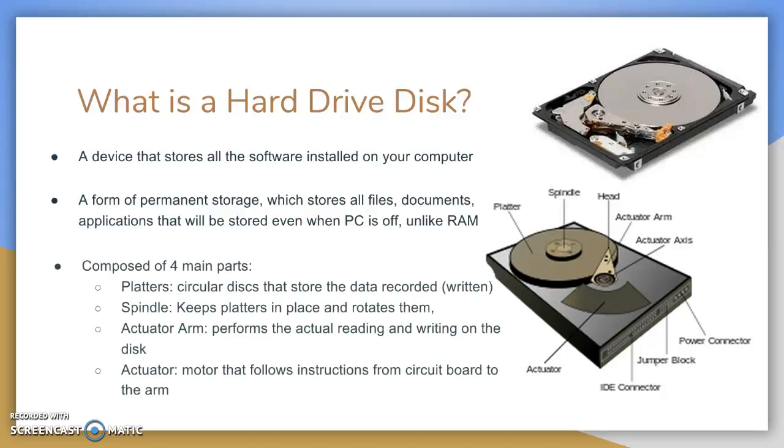The platter is a circular disk that stores the written data and looks very similar to a CD. The spindle in the middle keeps the platter in place and rotates it. Depending on the hard drive, it can rotate from 1,200 rotations per minute to more than 5,000 rotations per minute. The actuator arm performs the reading and writing of the disk, depending on if you're saving information or trying to access it. And finally, the actuator is the motor that controls the arm. All these parts together make a functioning hard disk drive.